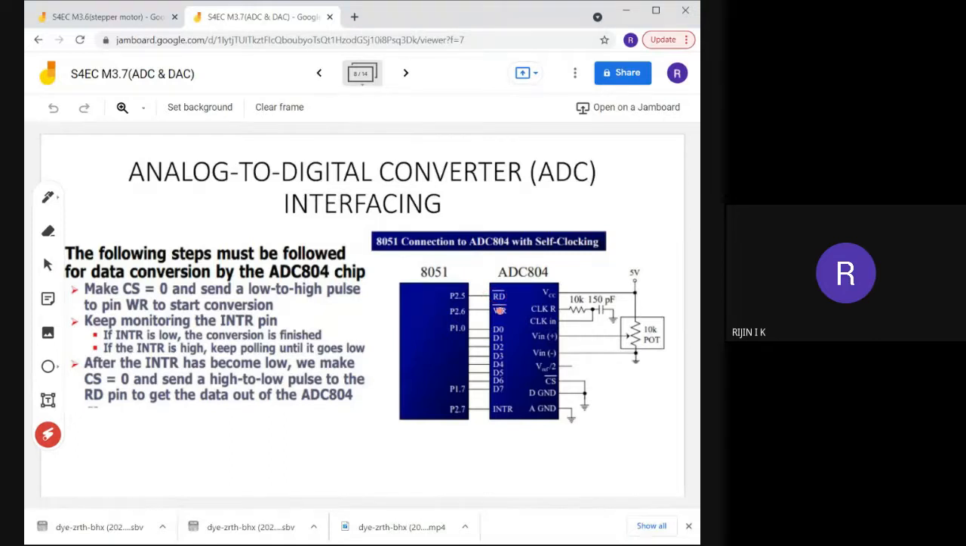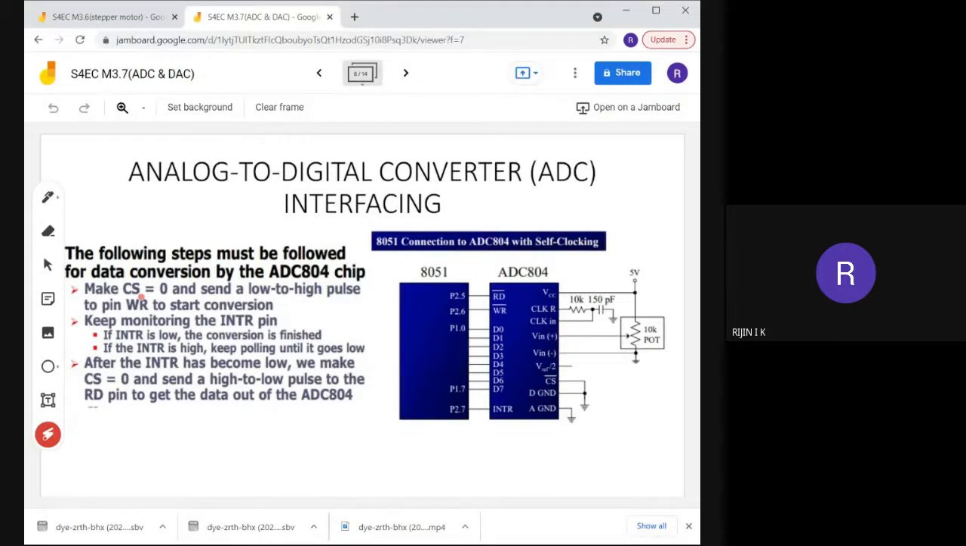Okay, now we can start the conversion. For conversion, what do we have to give? We need to give an active low signal to CS, the chip select active low pin, initially. Then it will select the chip. After that, we need to give a low to high transition to WR. The WR low to high transition is important. Then it will start the conversion.